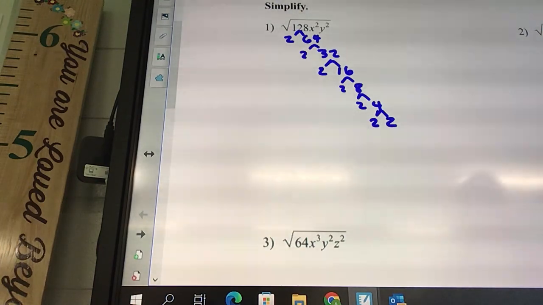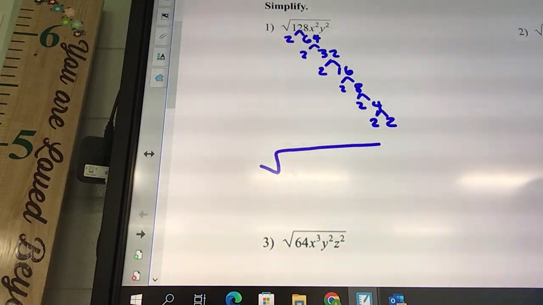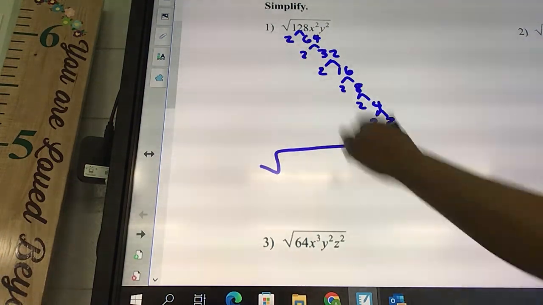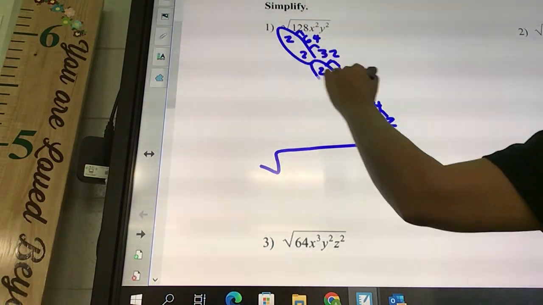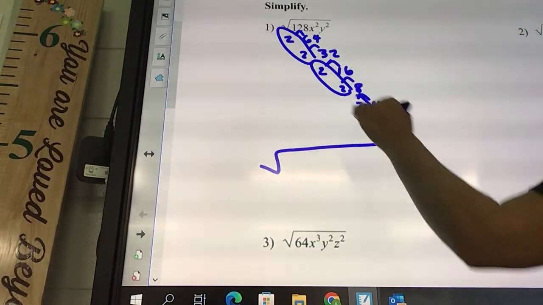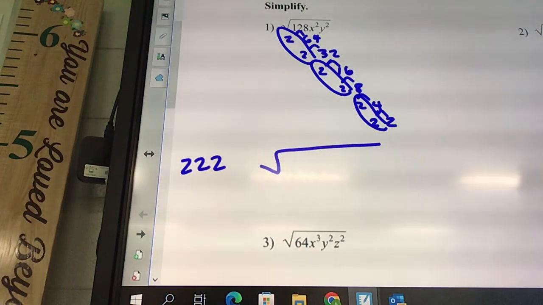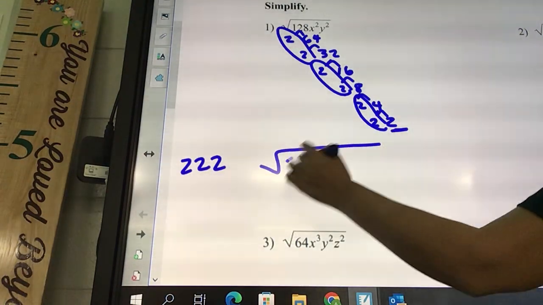Okay, so we've got this all factored out. We can go ahead and draw our radical. Okay, who can go? So we got 1 group, 2 groups. That's it? Another group. Okay, so we're going to put 3 2s on the outside. Who cannot go? This single 2.